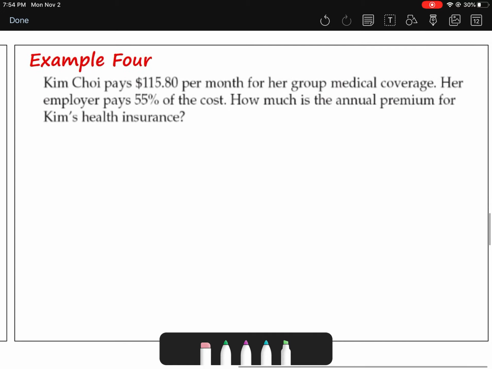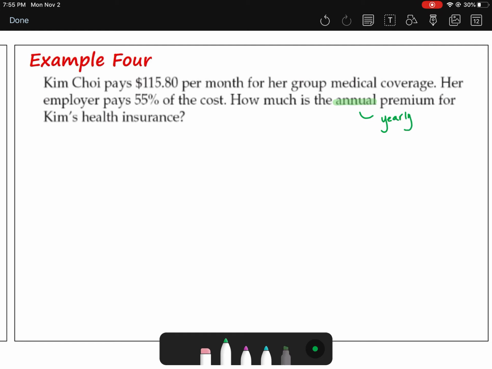Okay, so let's go ahead and look at this next example. Kim pays $115.80 per month for her group medical coverage. Her employer pays 55% of the cost. How much is the annual premium for Kim's health insurance? Okay, so one thing we're going to want to do, keyword here is how much is the annual premium. So remember, annual, you should be thinking that is yearly.